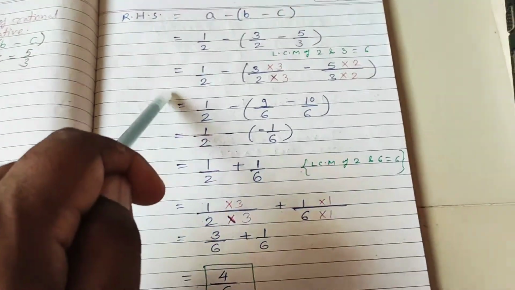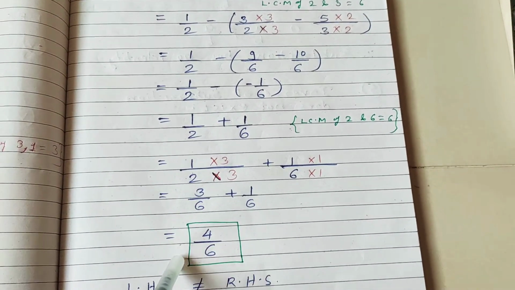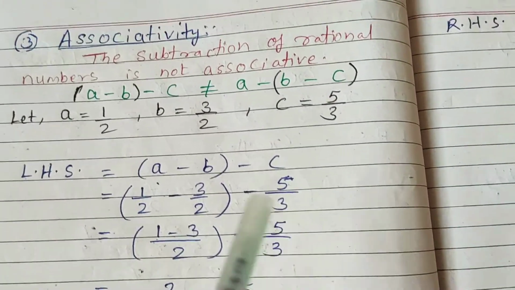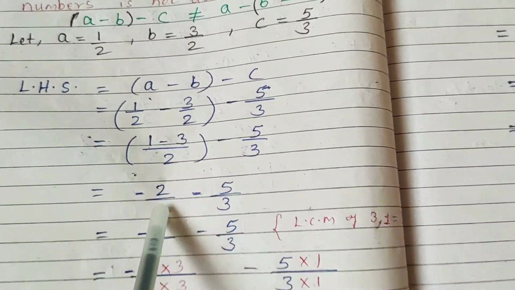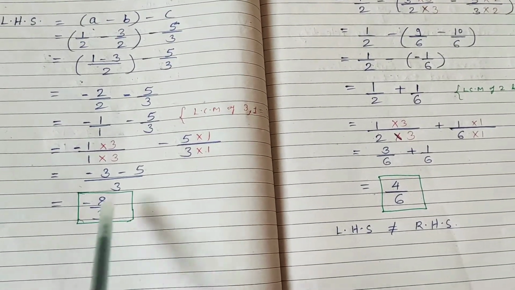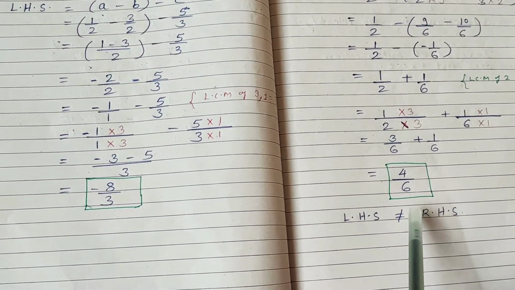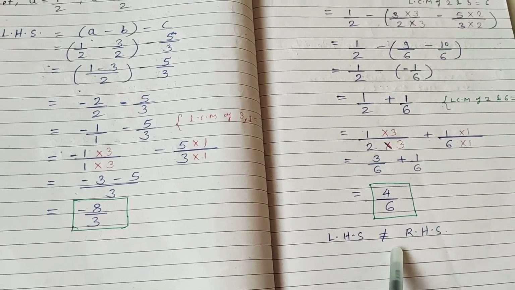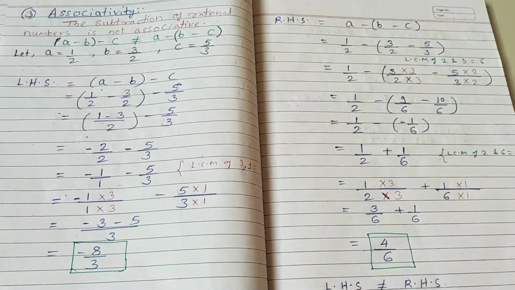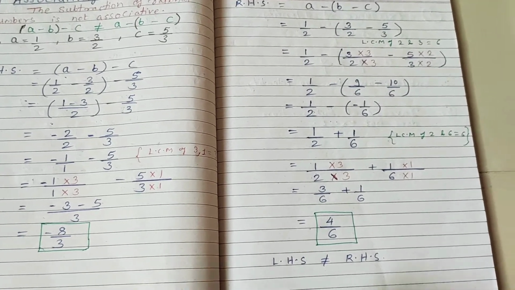Now the value of the RHS. See, when we calculate the RHS, what did we get? 4 upon 6. And when we calculate the LHS of the same example, we got minus 8 upon 3. The value of the LHS is minus 8 upon 3. The value of the RHS is 4 by 6. It means LHS is not equal to RHS, and therefore associativity is not applicable for subtraction. So all of you understood these two things?